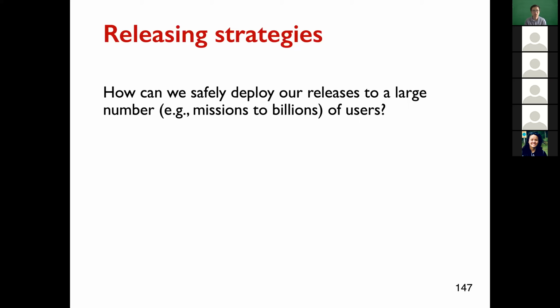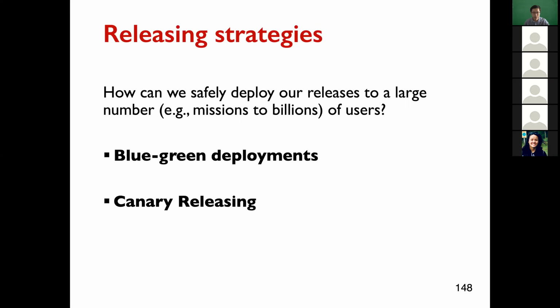There may be some problems that you haven't discovered in your testing, and you deliver to everyone, to all of your users. That's very dangerous. So in order to reduce the risk, there are different releasing strategies. Here are some examples. The first one is called blue-green deployments, right? The second one is called canary releasing. We'll talk about each of them separately.